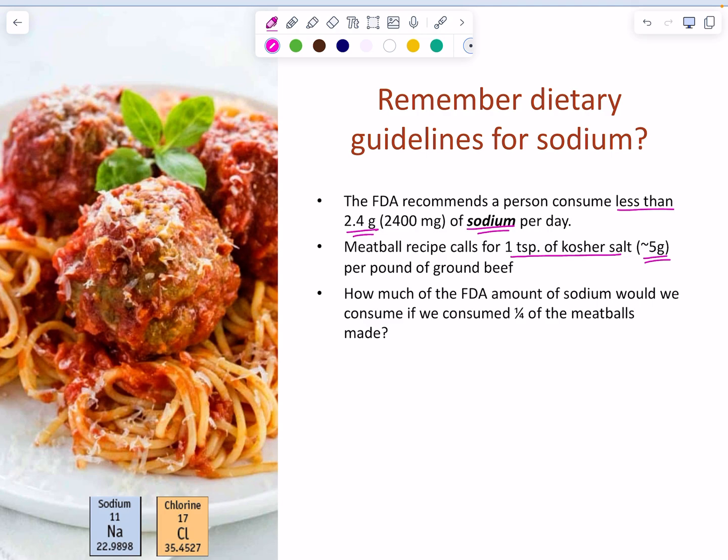So how much sodium would we consume if we ate 1/4 of the meatballs that were made? How much salt is going to be in 1/4 of our meatballs? If all the meatballs have 5 grams of salt, I'm going to take only 1/4 of those, so I'm going to divide that.